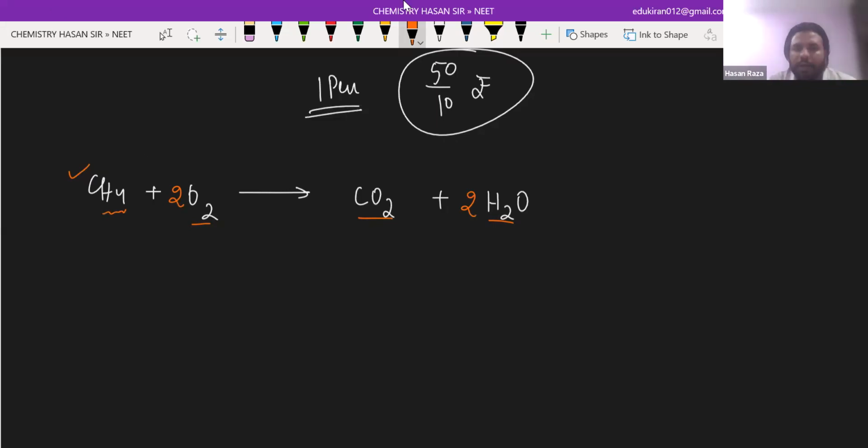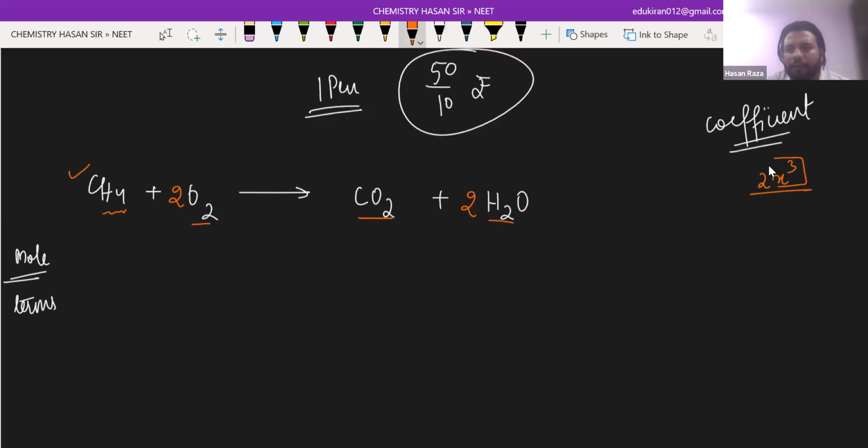Okay. Now see how we are going to read. We are first going to read only in mole terms. You know what a coefficient is? You have studied this in class 10. In maths, if I tell you 2x cubed plus 3x, what is the coefficient of x cubed? That is 2. If I ask you the coefficient of x, that is 3. So the multiplied number with the variable is called the coefficient.